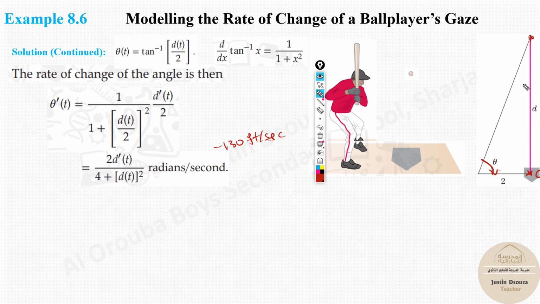It doesn't matter what the distance is. Imagine it was, say, 6 meters. When it reaches this point, it's 0. So when we find this, what do we need to find? Theta dash, the rate of change of angle, right? The rate of change of his gaze. The left side will be dash as well. Now the important thing to understand is when it comes here, this d of t will be 0.